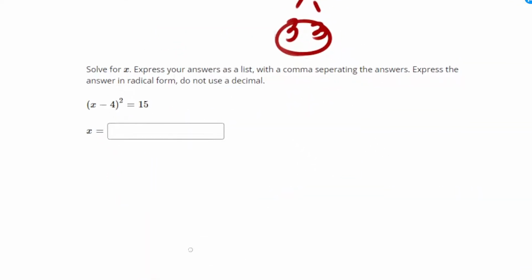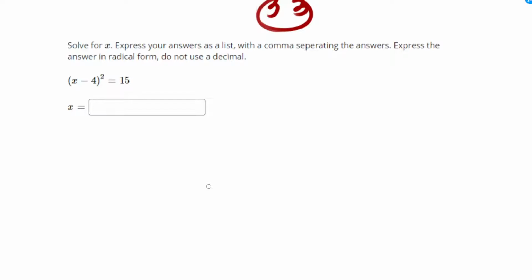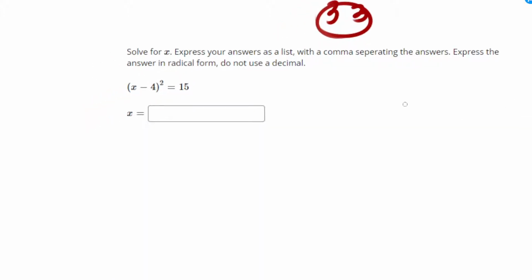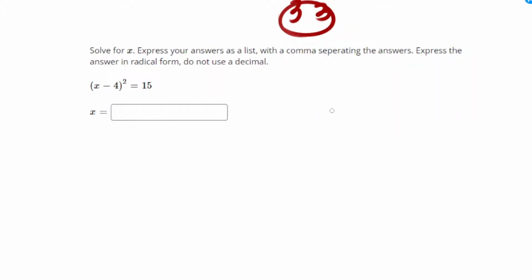Solve for x. So now we're going to be getting into finding the zeros. When it says something like solve for x, we're going to be expressing our answers as just like x equals 1 or x equals 3, something like that. We want to separate each item in our list with a comma and express it in radical form if it needs it. So this one has done a lot for us already.